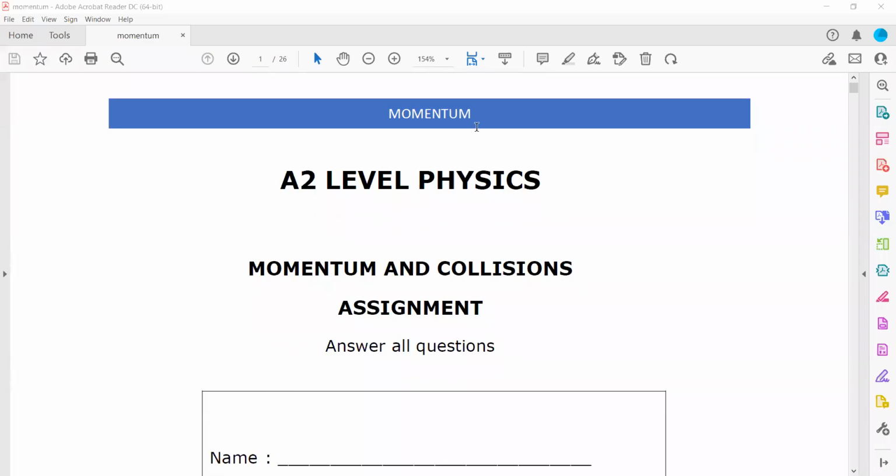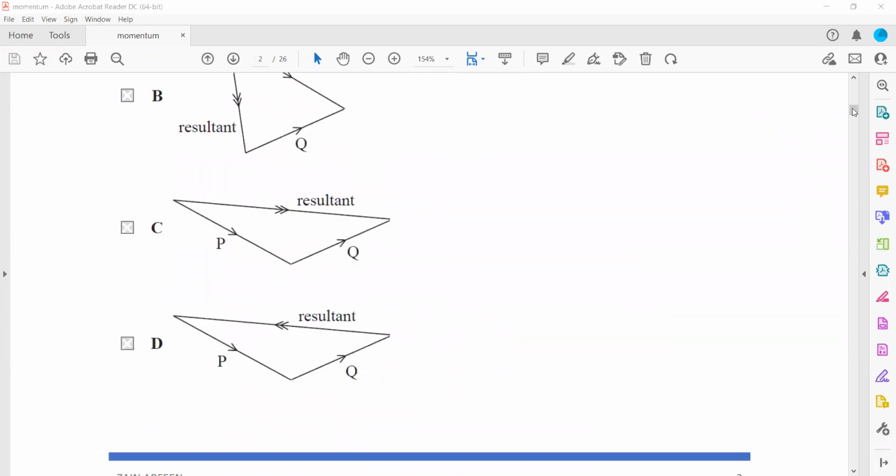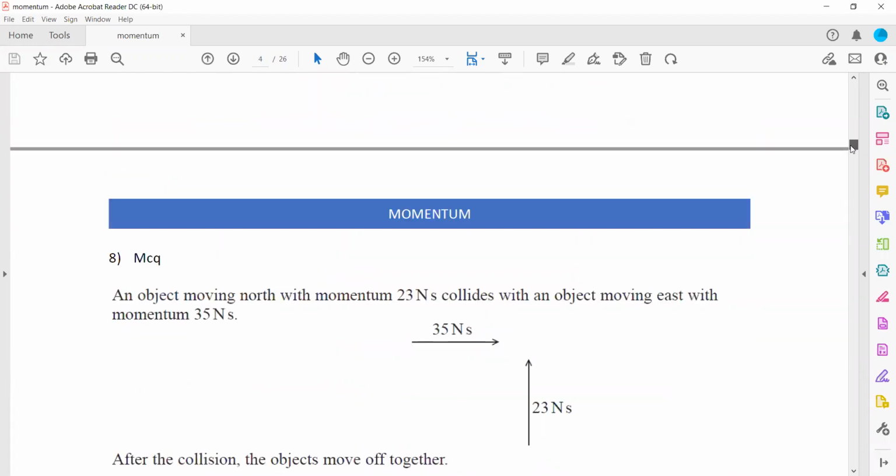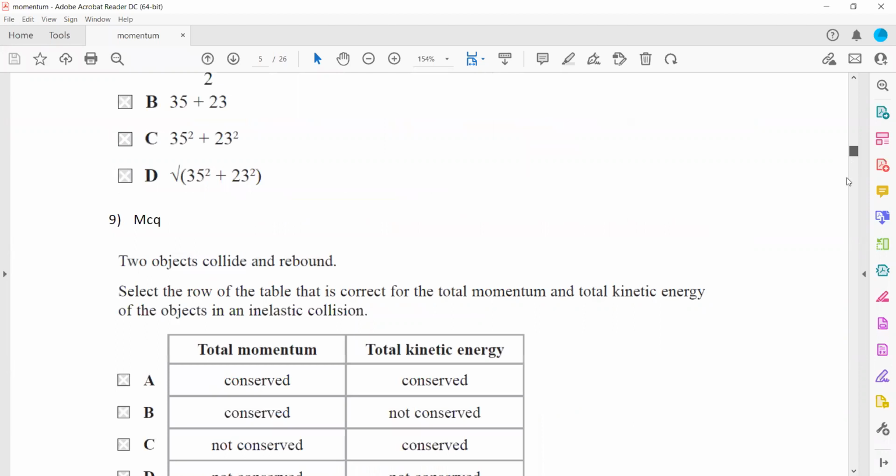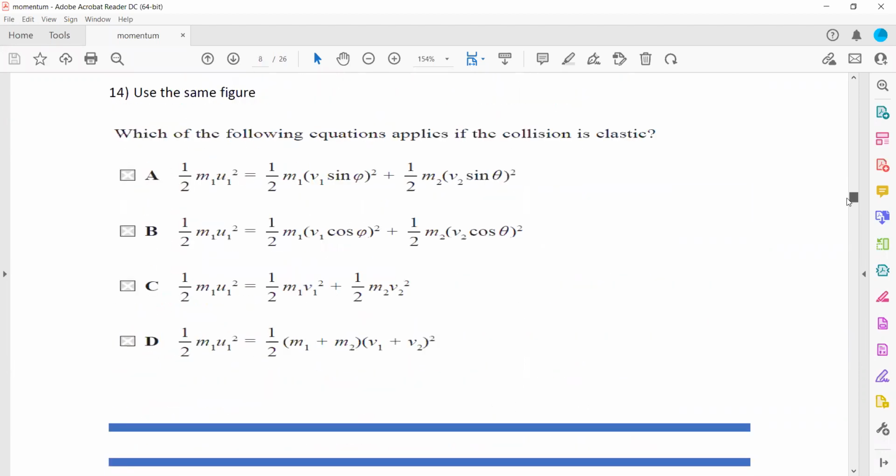In this session, I'll discuss the structure questions from the topic momentum and collisions. The first, you will find MCQs, MCQs you will solve. I'll start with a structure question, that is from question 16 onward.